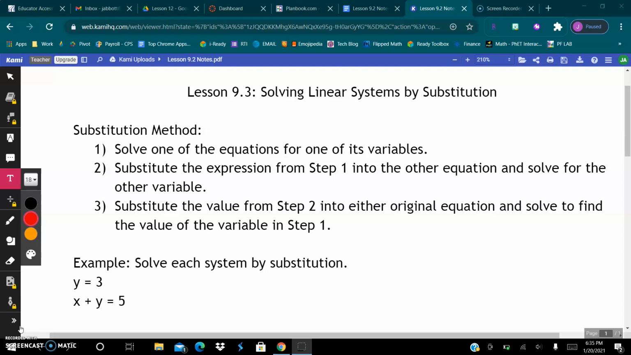Step number 2 is you're going to substitute that expression we get from step 1 into the other equation and solve it for the other variable. And then step 3, we're going to substitute the value that we get from step 2 into one of the original equations. So back to the very first problems, you pick one of those and you plug your answer back into that and you solve to find the other variable, the one that's missing. So it's kind of confusing with just words. So here is an example.